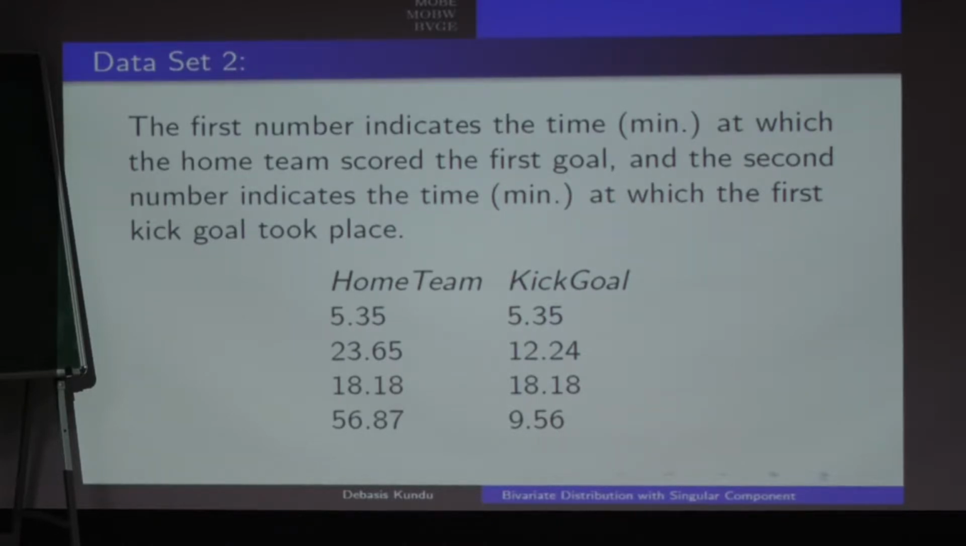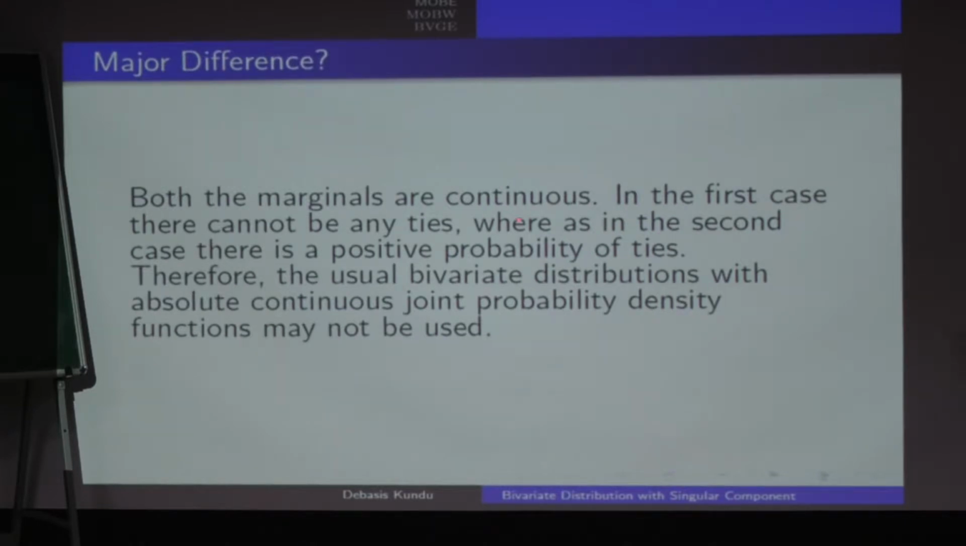As we are saying, that is precisely what we are looking for. I have a positive probability. It is not by chance or anything. There is definitely a positive probability that X can be equal to Y. That is the main difference between the two sets of data. Both the marginals are continuous, let's assume that. That's not a big deal.